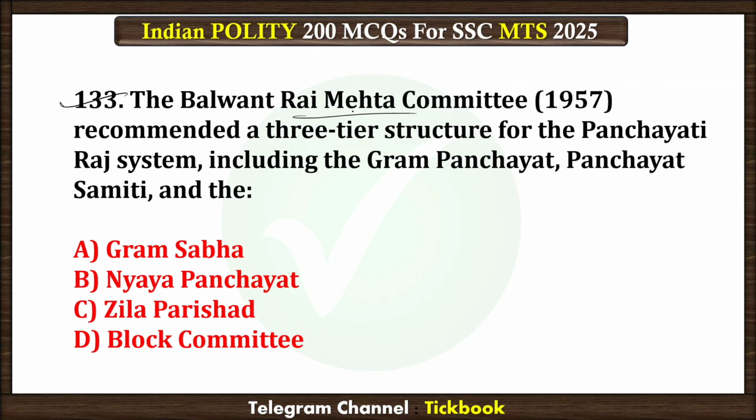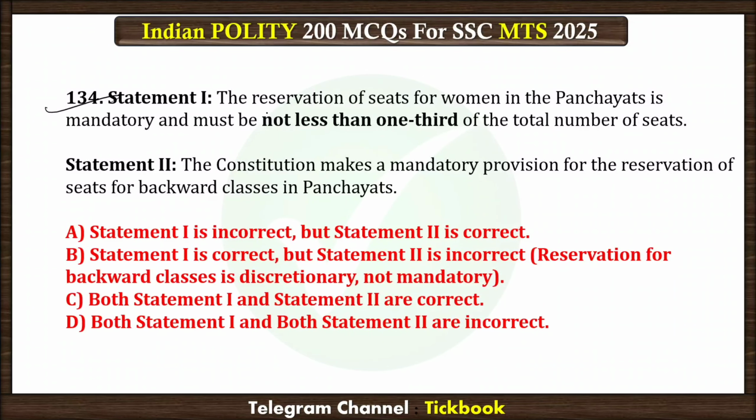133. The Balwant Rai Mehta Committee 1957 recommended a 3-tier structure for the Panchayati Raj system, including the Gram Panchayat, Panchayat Samiti and the. Number C, Jila Parishad. 134. Statement 1. The reservation of seats for women in the Panchayat is mandatory and must be not less than 1/3 of the total number of seats. Statement 2. The Constitution makes a mandatory provision for the reservation of seats for backward classes in panchayats. Option B. Statement 1 is correct, but the statement 2 is incorrect. Reservation for backward classes is discretionary, not mandatory.